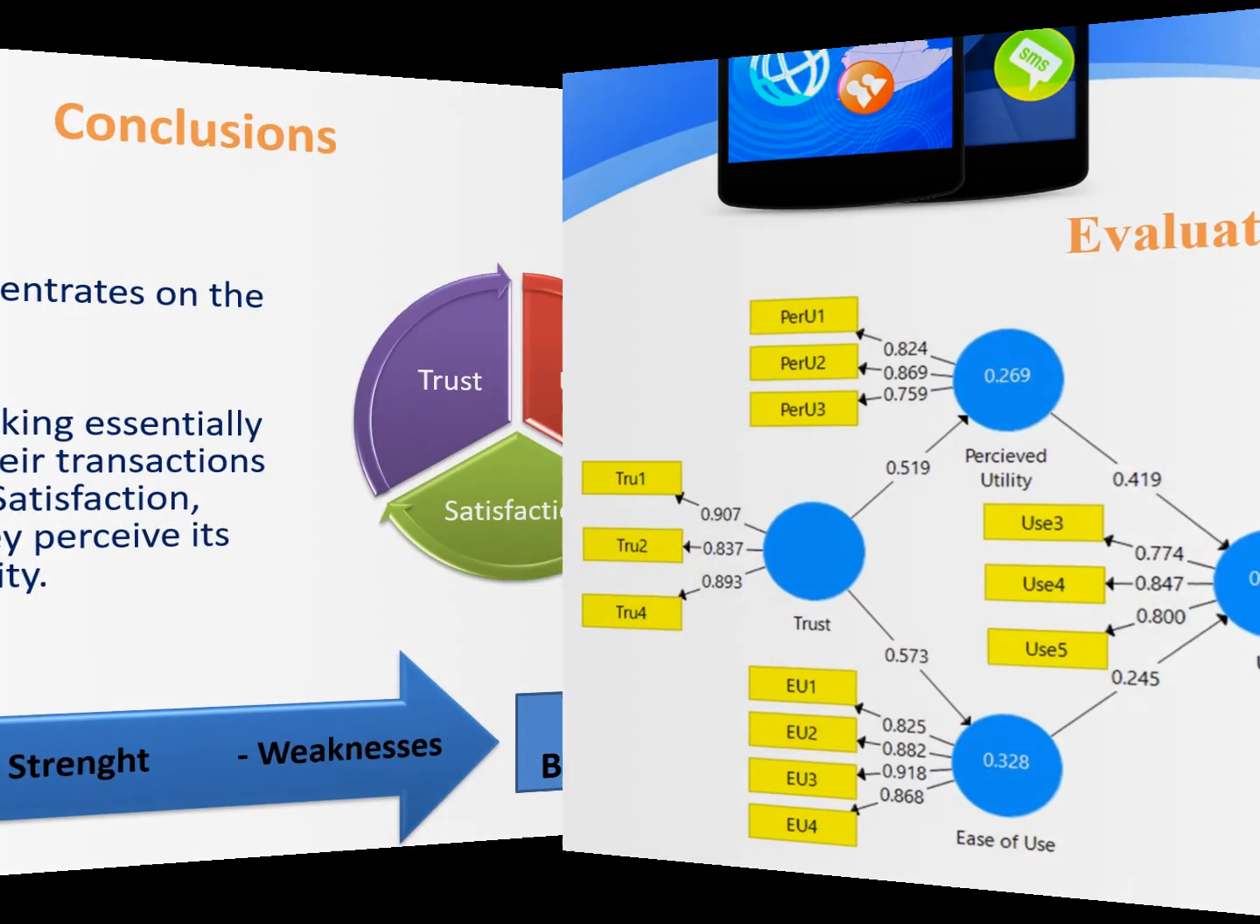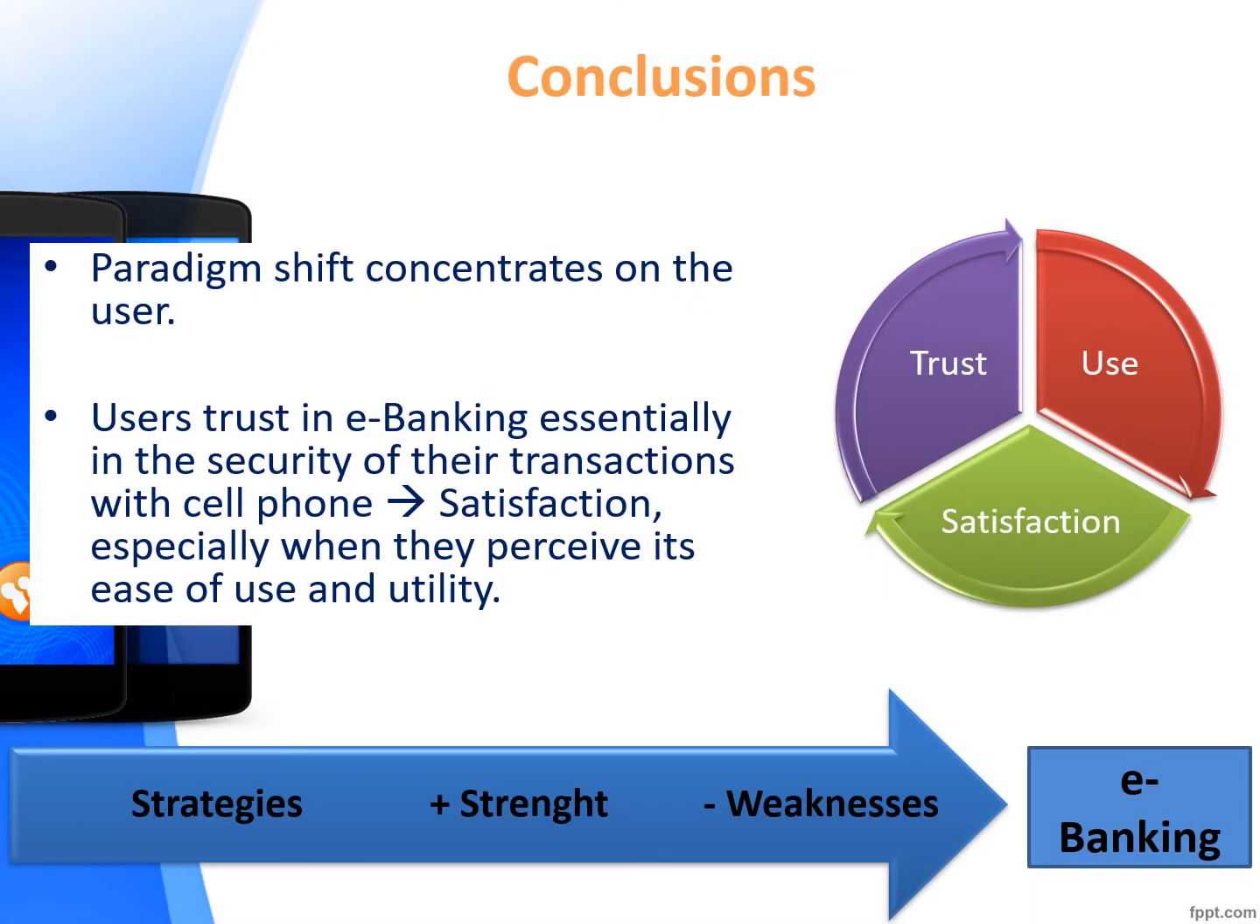Finally, the conclusion indicates that until today, businesses are more focused on administrative processes. Today, there has been a paradigm shift to focus more on the user and not on computers. Another important area, which may be the central part, is the user's trust in e-banking, essentially in the security of their transactions with the cell phone, to get satisfaction, especially when they perceive it is of use and utility.